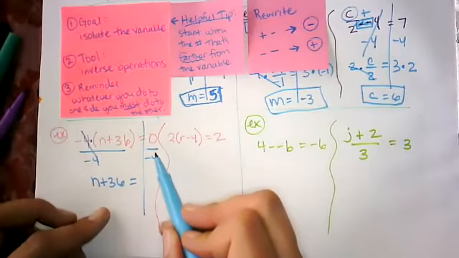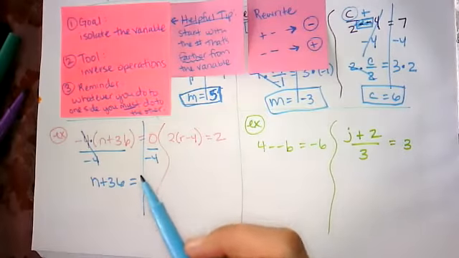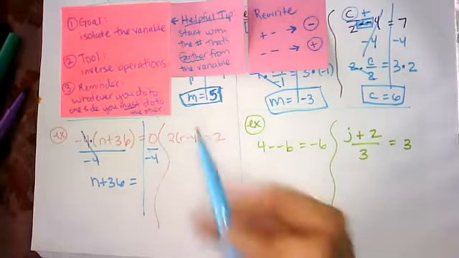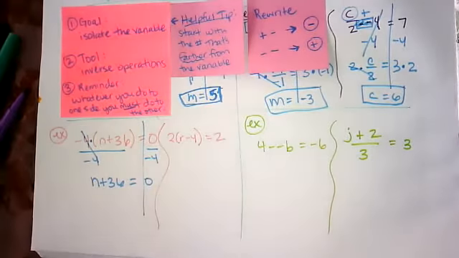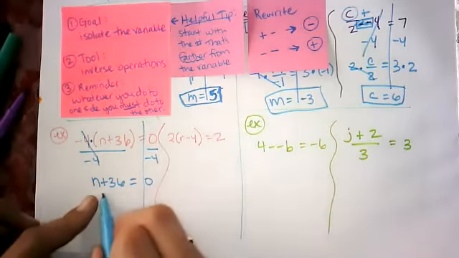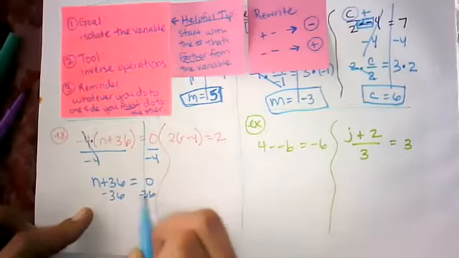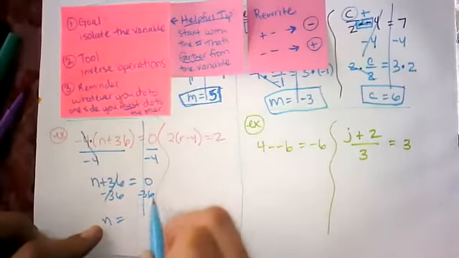And then this just says 0 divided by negative 4, which a lot of students get thrown off by that. But 0 divided by any number is just 0. Then I'm going to get rid of the 36 by subtracting. And n equals this negative.